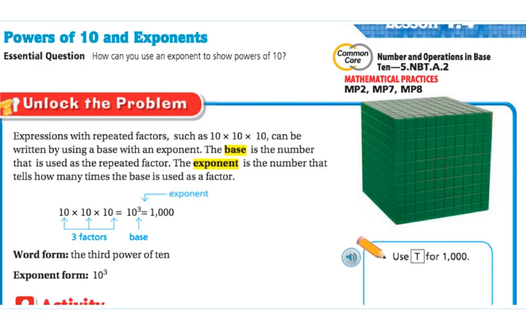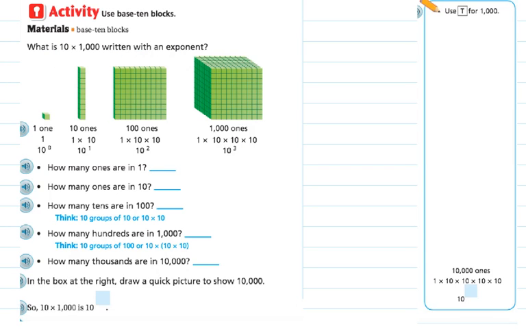We could say this in word form, the third power of 10, or an exponent, the third power of 10. So what we're going to do is explore thousands, which is this large cube. And when we explore thousands, we're going to use the T in a box for 1,000. So in our activity, we're going to use our base 10 blocks. It says, what is 10 times 1,000 written with an exponent? So what we can see is that 1 written as an exponent is the 0 power of 10. A 10, or 10 ones, is written as 1 times 10, or the first power of 10 in exponent form.